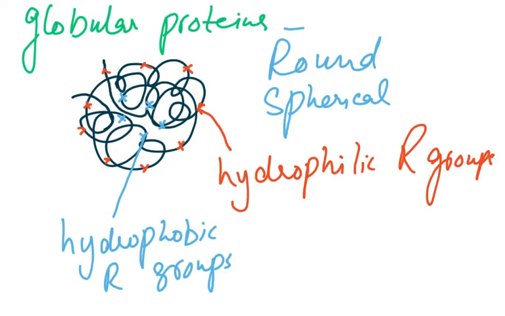So globular proteins, number one, are round. Number two, you can use the word spherical, or you can say ball shaped. And the important thing is the hydrophilic R groups are on the outside and the hydrophobic R groups are on the inside.